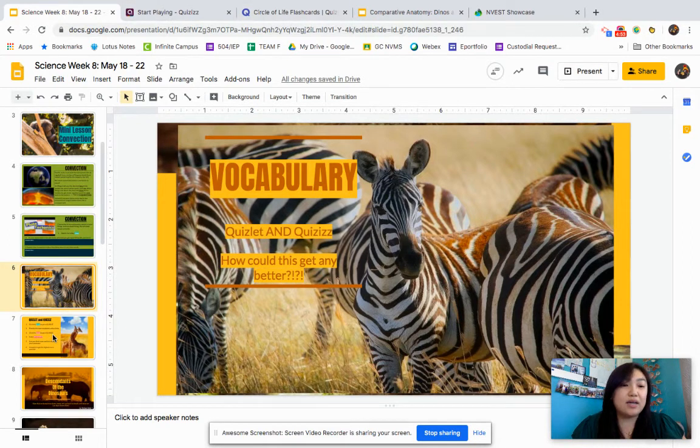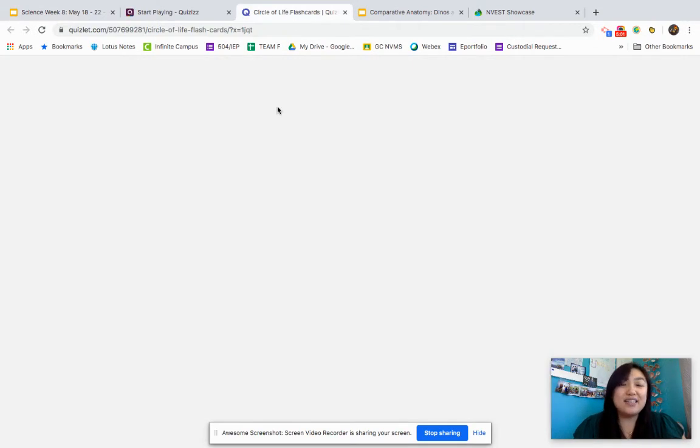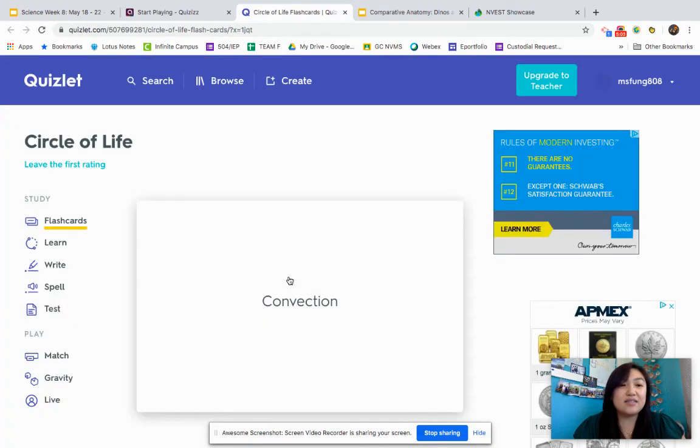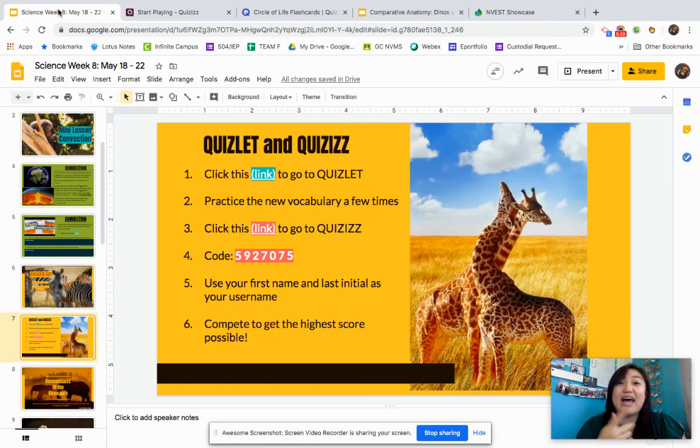When you click on this slide, it has the links for Quizlet and then also the link to quizzes because you requested quizzes. So this is a link to Quizlet. You can check out the flashcards, go through them, try to figure out what the words are. Convection is the one we learned about, practice a little bit, and then you can start playing quizzes. So you're going to enter your name, and then you're just going to play and see how well you do. And just compete against both our team and the other team. So use your first name and last initial as your username, and then you're just going to compete and see who can win.